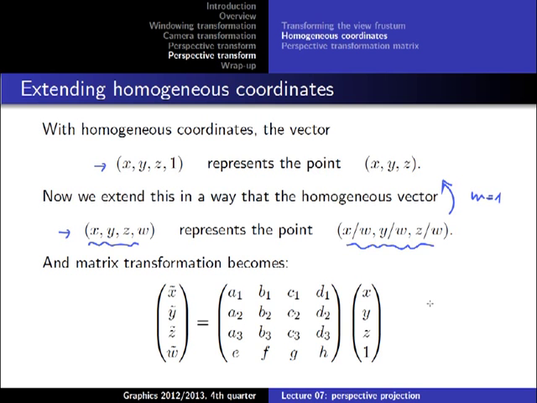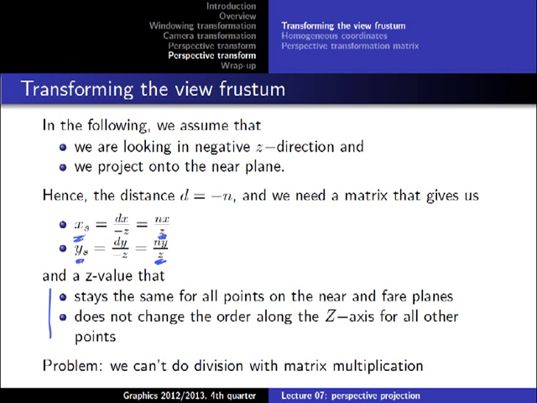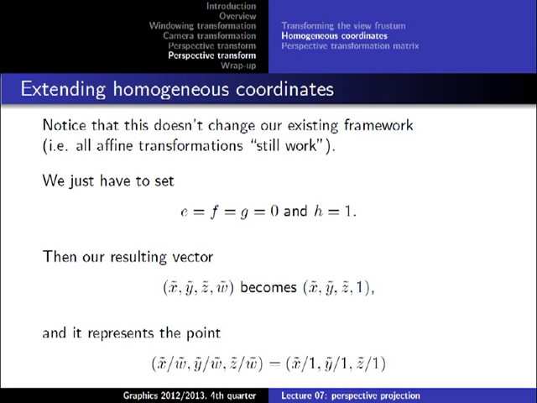And of course we choose a w in a way that it contains n divided by z, because then we can create what we need here. And if we keep 0, 0, 0, 1 here, then this w will be 1. So if we divide by 1, we will have the same result. So it fits into our framework, and it doesn't change our result if we apply matrices for linear and affine transformations, but it gives us the opportunity to also do this projective transformation that needs a division.